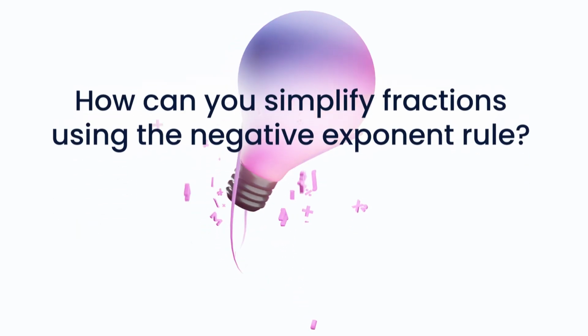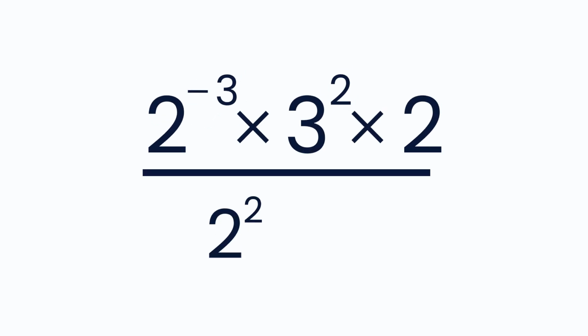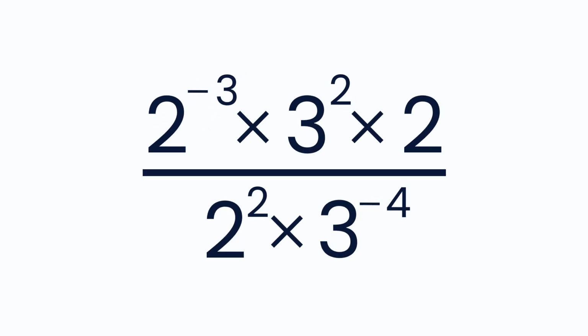How can you simplify fractions using the negative exponent rule? Normally, you come across powers with negative exponents as part of a larger expression. In this video, we will study this example. 2 to the power of minus 3 times 3 squared times 2 over 2 squared times 3 to the power of minus 4.